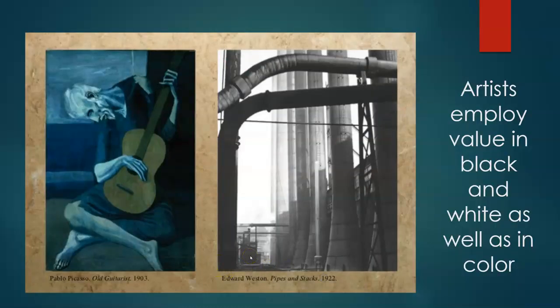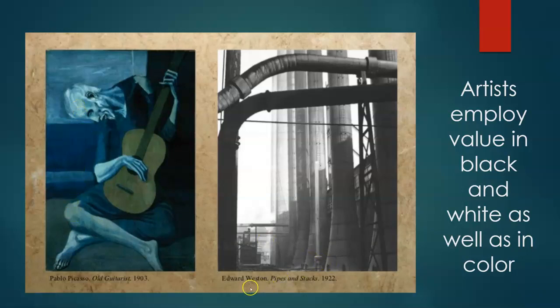Artists employ value in both black and white as well as in color. In Picasso's painting Old Guitarist from 1903, you can see that Picasso has used a blue value scale and a limited color palette to create this painting. So he has the entire range of blues here.